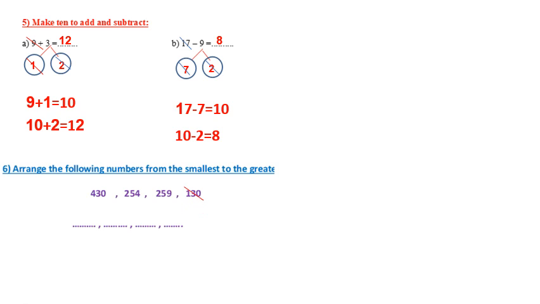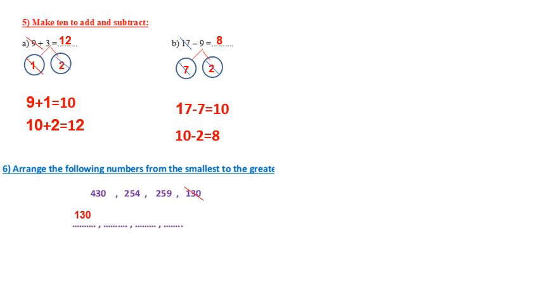So I'll cross 130 and write it as the first number. Now which is the smallest number? 430, 254, or 259? Yes, I have here 4 in hundreds, 2 in hundreds, and here 2 in hundreds. 2 is smaller than 4.